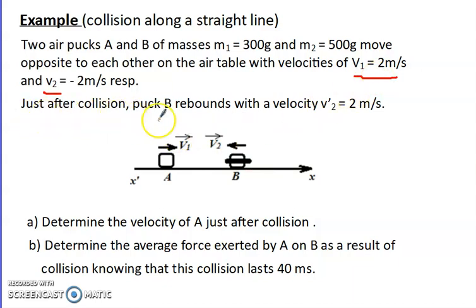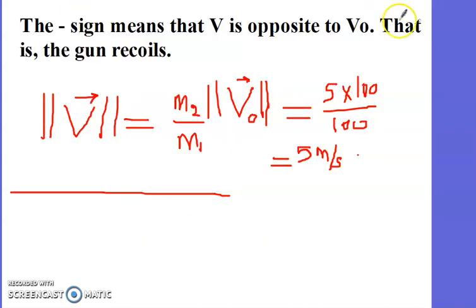Just after collision, puck B rebounds with velocity 2 meters per second. This means after collision, B moves back along the positive x-axis with v'2. You see, it is positive. That's why this vector is positive, like x'x, and this is a positive number. Part A: determine the velocity of A just after collision. Good. So how do we think of this exercise?